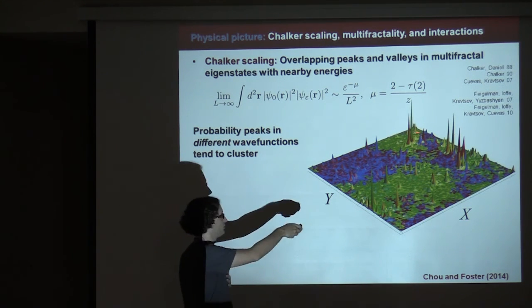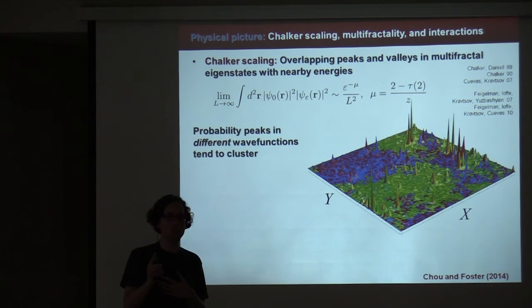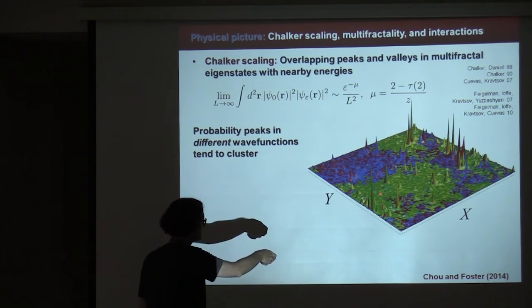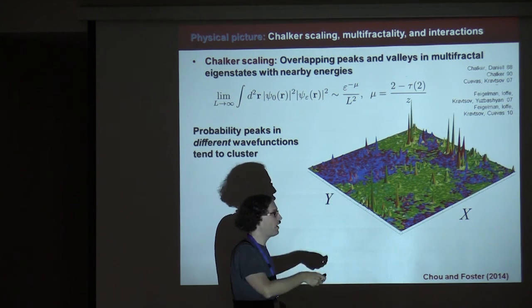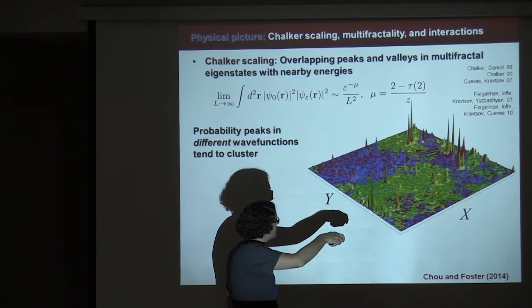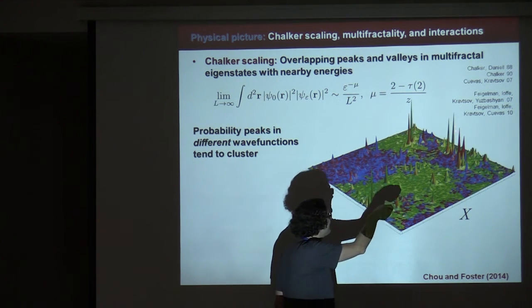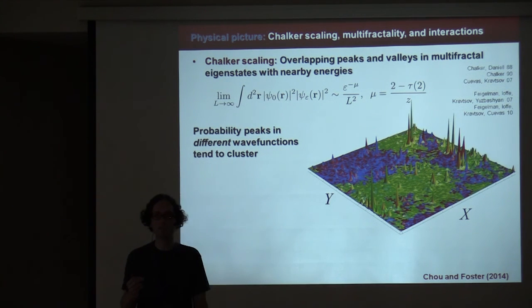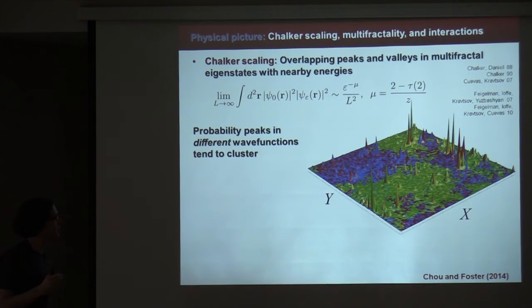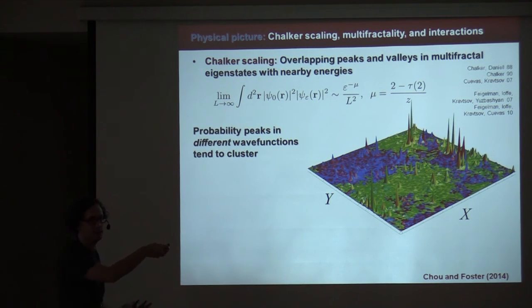Remember, before I showed you this plot of 4 different wave functions. There's a reason I'm showing you 4 of them and not just one of them. If you look at a given wave function like the green one, it's very random, very spiky. But if you look at some of the other wave functions, they're also very random, very spiky, but you notice that the spikes tend to cluster. There's a deep reason for that. That's Chalker scaling. That's something John Chalker pointed out in the context of the quantum Hall effect way back in the 90s.